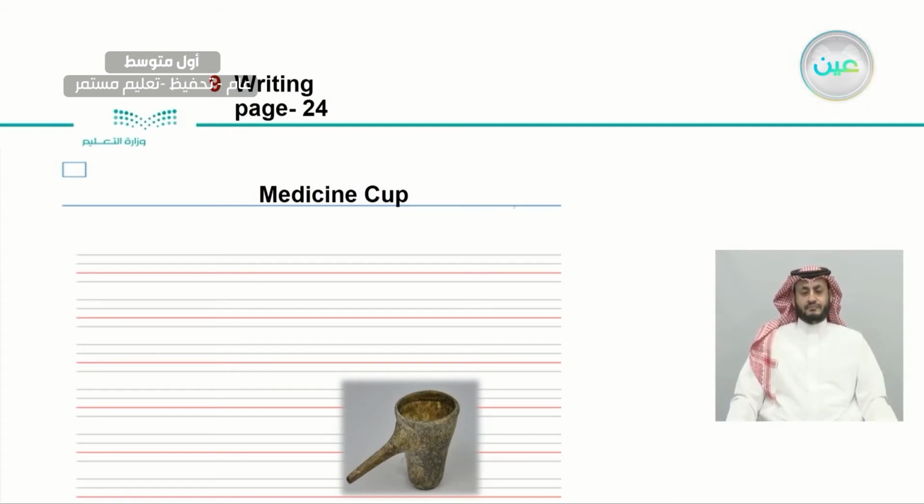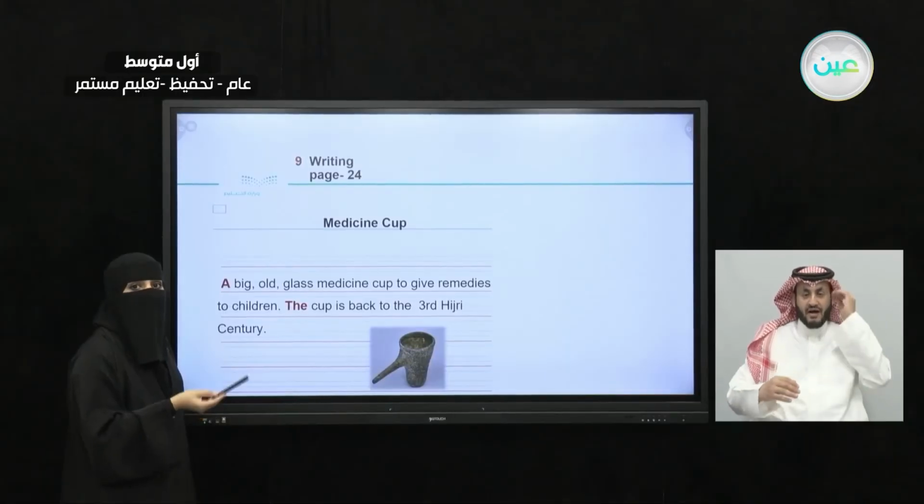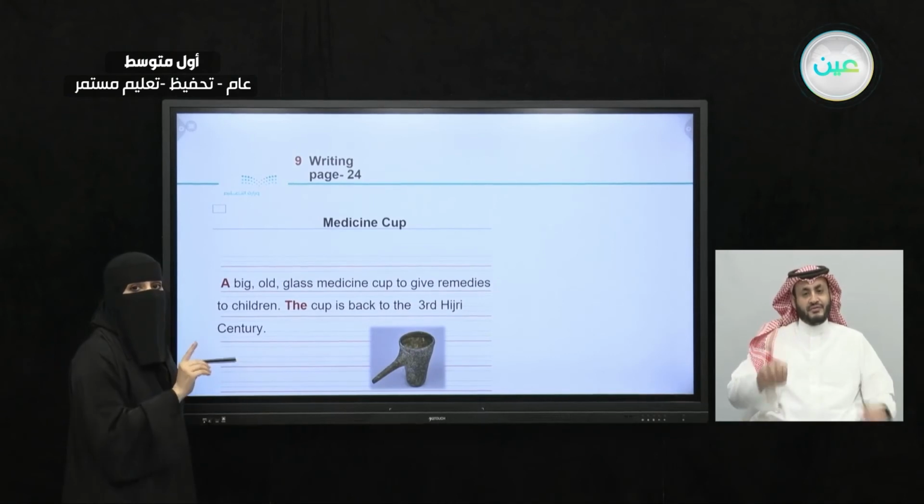Okay, I want you to describe this object from which museum? From Al Medina Museum. Okay, you can write: a big, old, glass medicine cup to give remedies to children. What do you notice here? A big, old, glass medicine cup. How many adjectives do I have here? Three. And I added the indefinite article "a" because I'm talking about something for the first time for my readers.